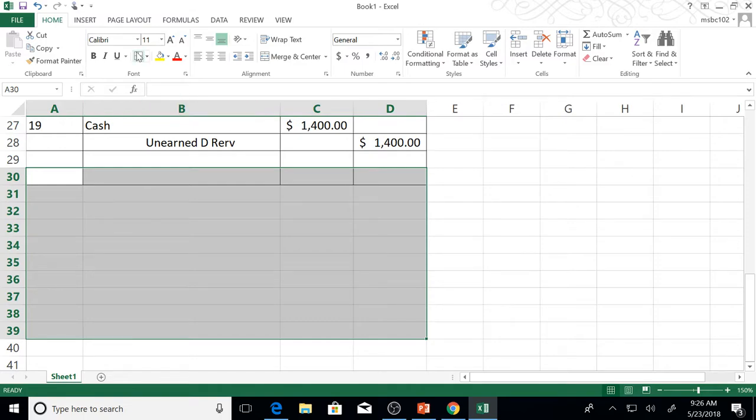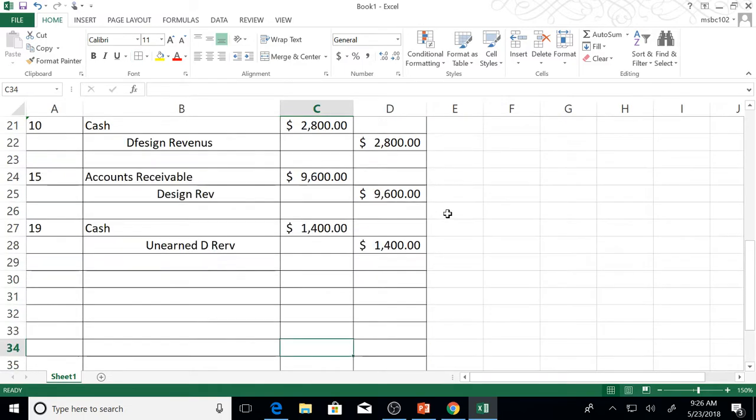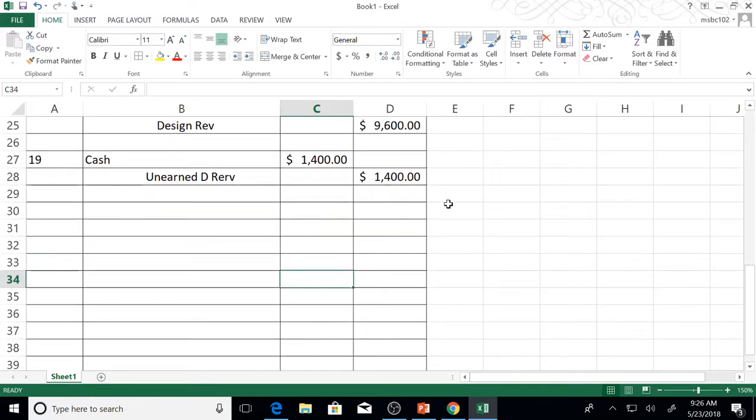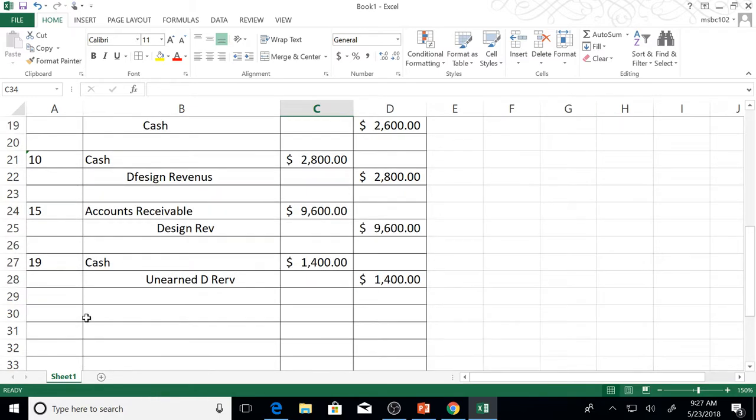You see how to add lines and highlight them? So we're still on page 1, journal page 1. What's next?